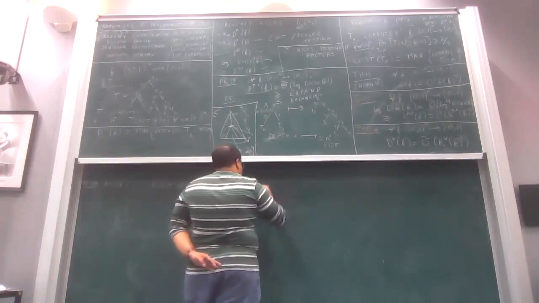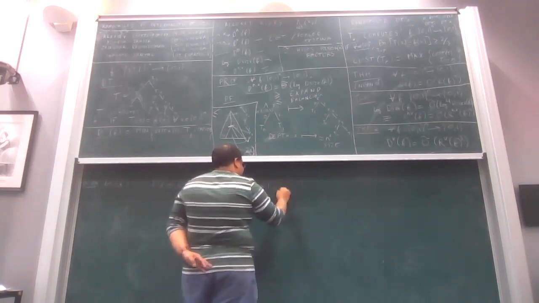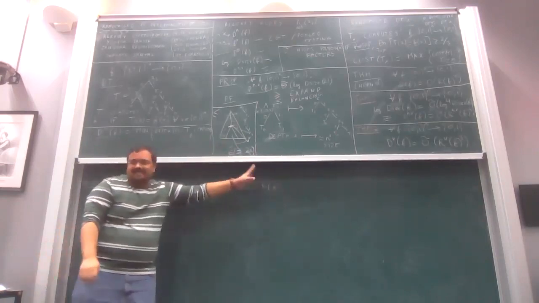And then he showed a lower bound. This is an omega here. Let's ignore constants.